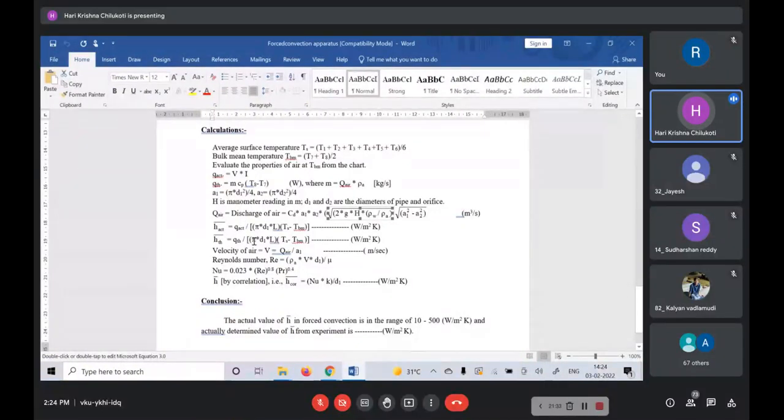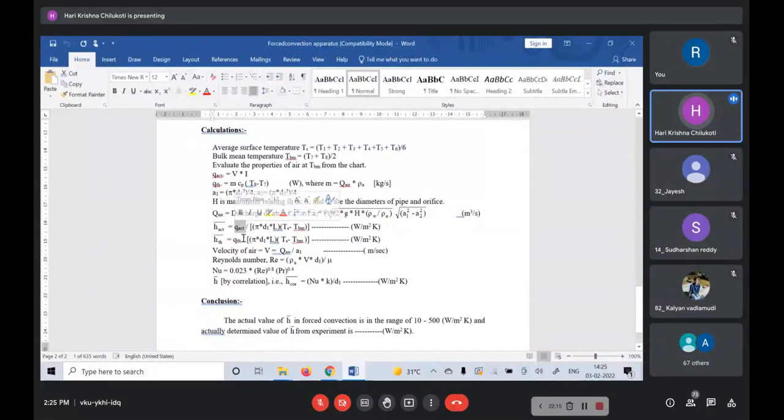Based on that formula, here the surface area is pi d L, the perimeter of the test section times its length, and the temperature difference is Ts, that is the solid surface temperature, which we have obtained here by averaging all the six thermocouple temperatures, and Tbm, that is the average between the inlet and outlet temperature of the air. If we substitute all these known quantities, we can find out the actual heat transfer coefficient. This is calculated based on the actual heat input given to the heater.